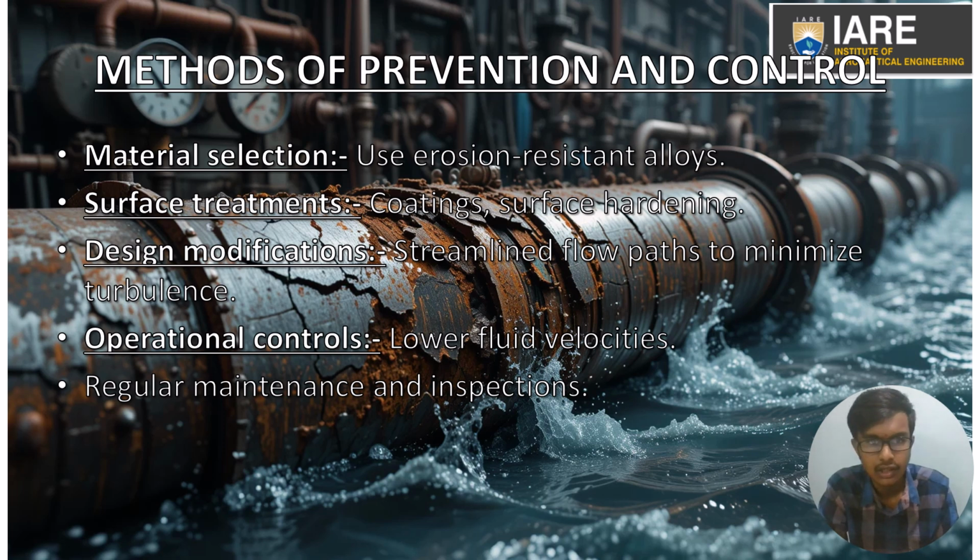And after that, operational controls. Lower fluid velocities to reduce the force of impact on metal surfaces must be implemented in order to minimize both erosion and corrosion. And after that, regular maintenance and inspections must be done. We have to conduct routine checks and repairs to catch early signs of erosion and corrosion to prevent further damage. Hence, these are the methods to prevent and control the phenomenon of erosion corrosion.